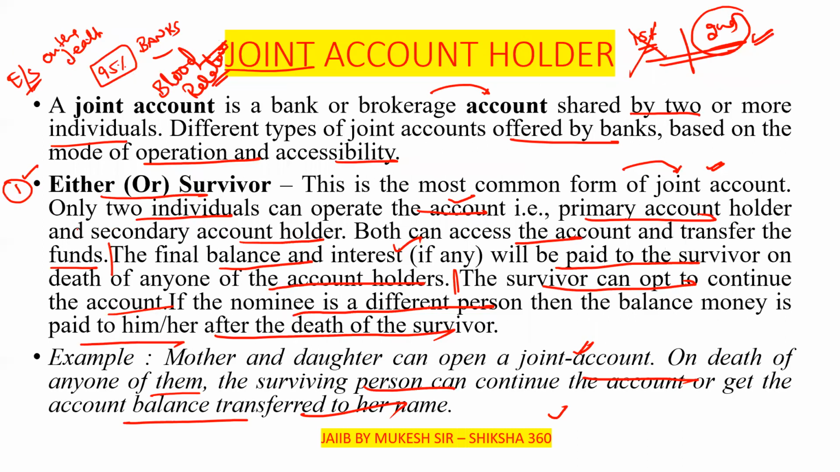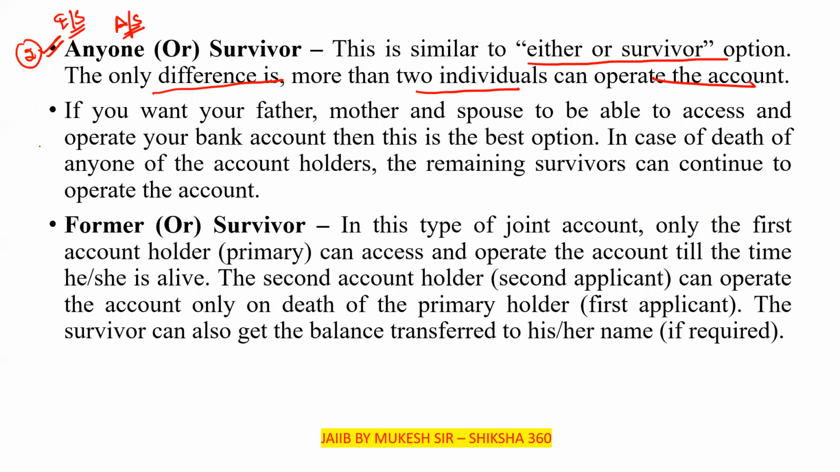Either or survivor is only for two individuals. Please remember that. For more than two, as in the branches, if there are three persons in the account, we will use either or survivor. But technically, if there are more than two persons, then we have to use anyone or survivor.